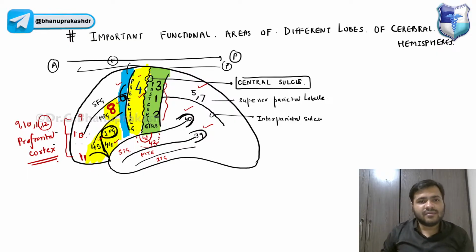Now, this 41 is located exactly in the middle of the superior temporal gyrus, and that is given a special name. It is known as Heschl's gyrus. So let us try to see this, guys.